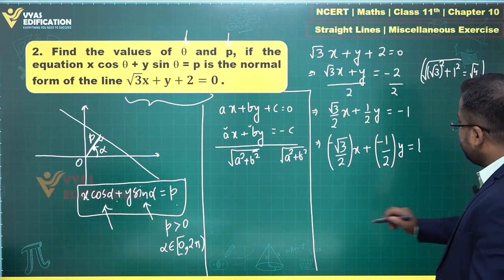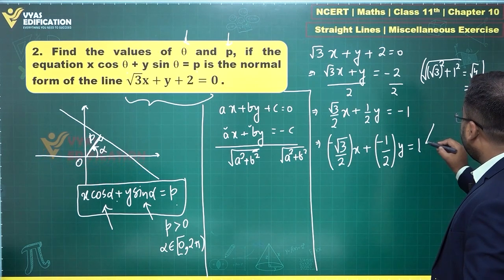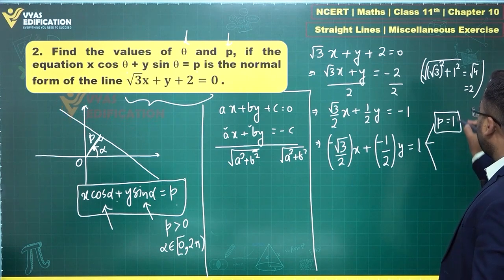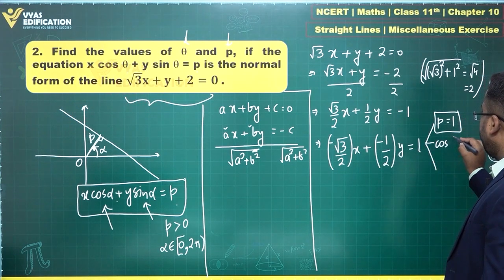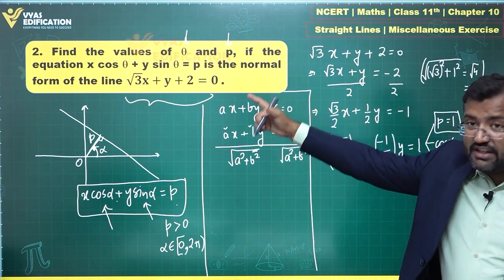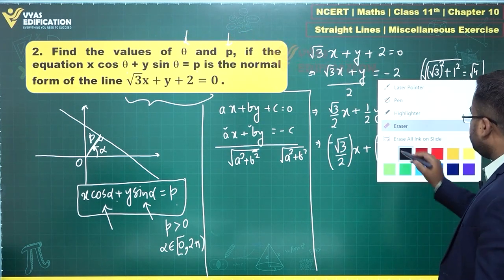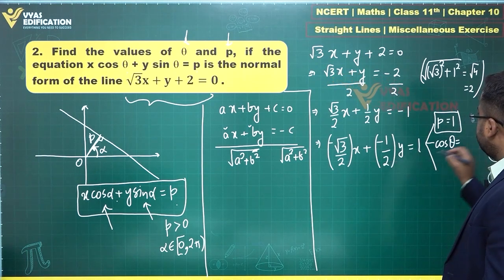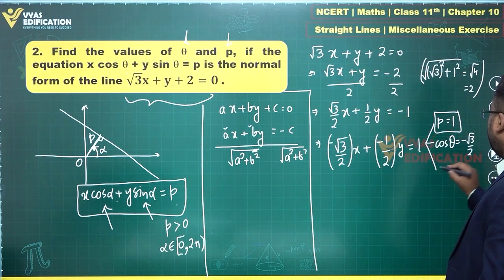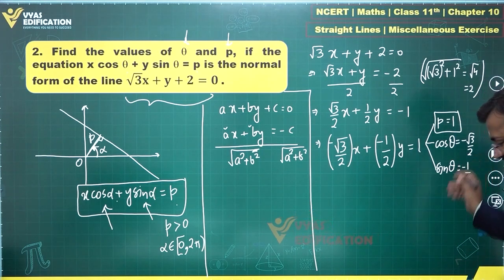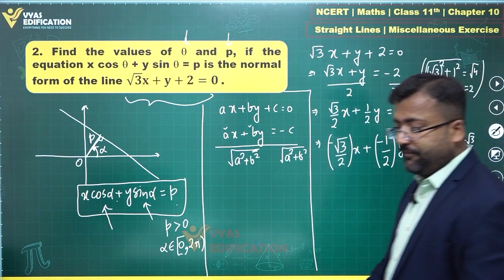Now at this stage you realize that you are aware of 3 things. What are the 3 things? First thing is the value of p is 1. The second thing is cos alpha, or for that matter in this question cos theta, that's something which you can observe. Cos theta is minus square root of 3 by 2. Sin theta, as you can observe, is minus 1 by 2, right?